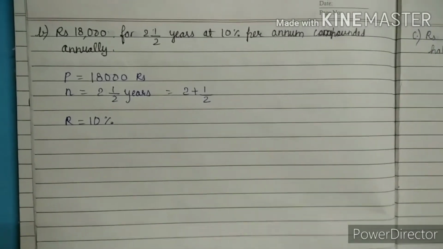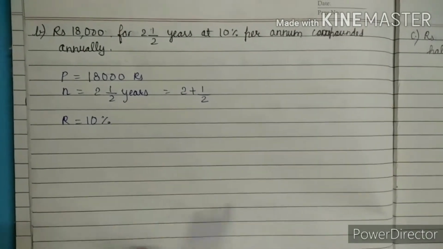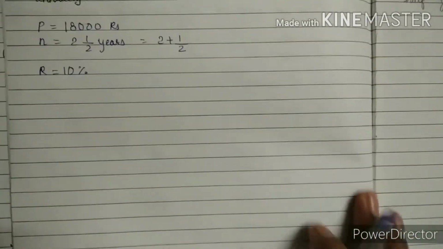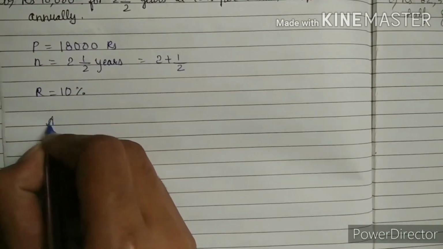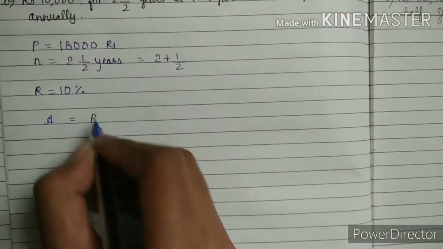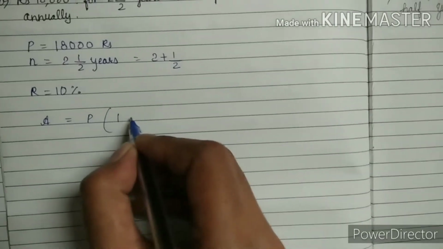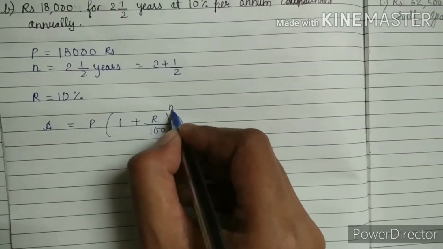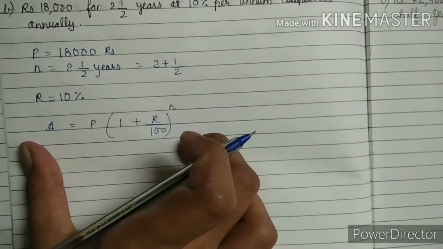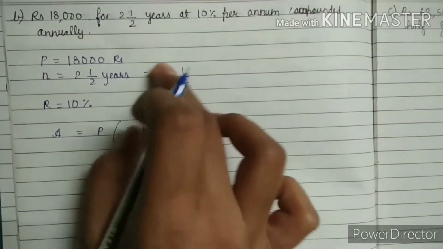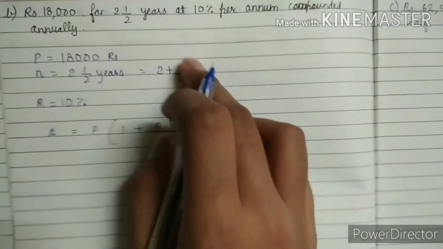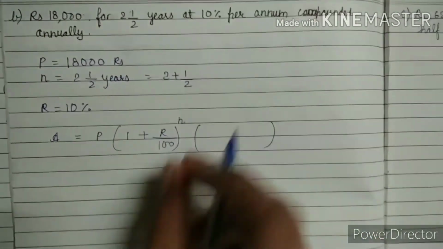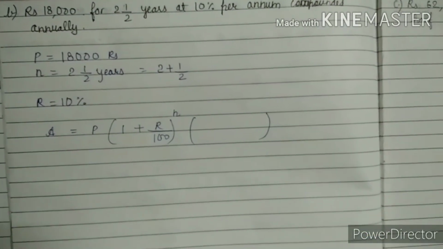Of the two methods that I defined in the previous video, the first is the long method and the next is the short method. We are doing the short method, whose formula is amount equal to principal multiplied by (1 plus r by 100) whole power n. Now this is the main formula for whole number of times. But one more thing is there for the fraction. Directly we are putting the fractional value here.